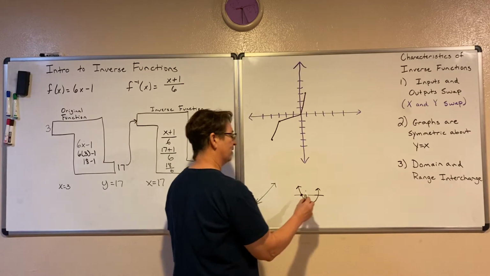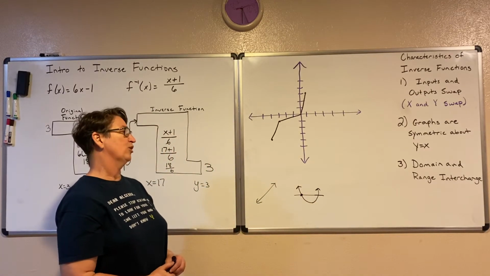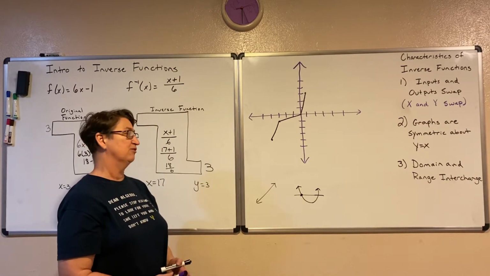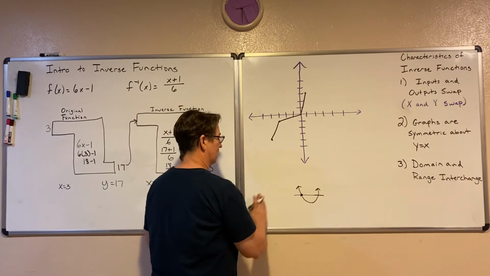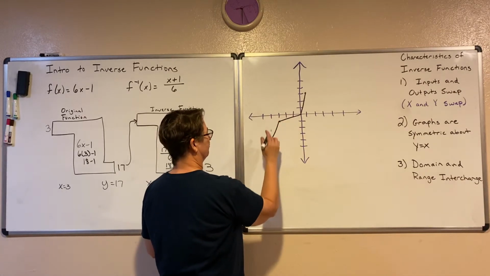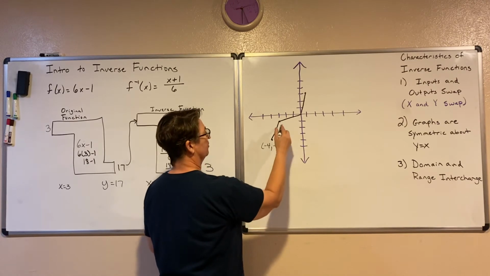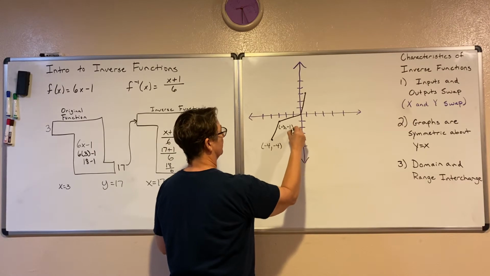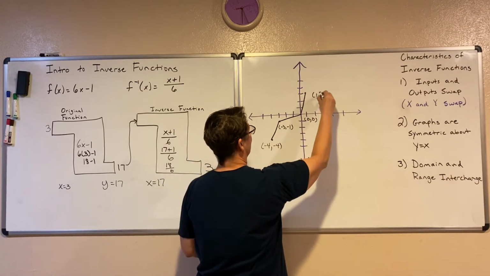So in order to be able to find the inverse, it has to pass that horizontal line test. It has to be one-to-one. This one does pass that horizontal line test. I can find its inverse. So let's find its inverse. What I'm going to do is just label the points on here. So here, this point is at -4, -4. There's another point at -3, -1. Here at 0, 0, and at 1, 3.